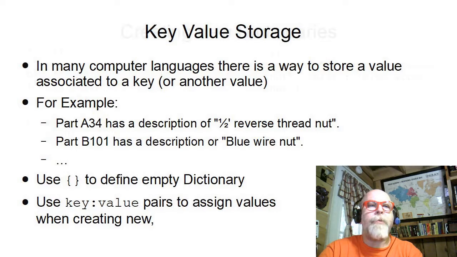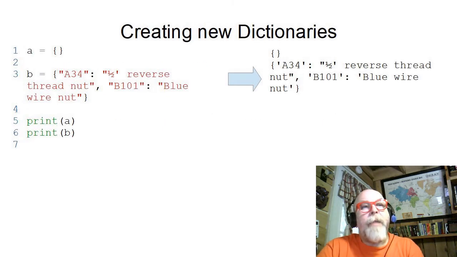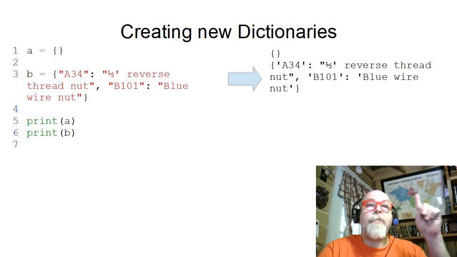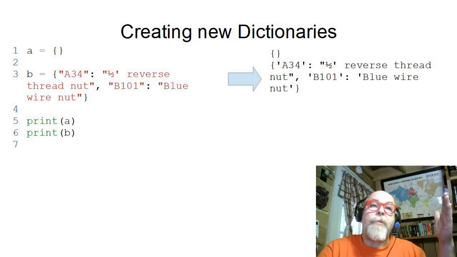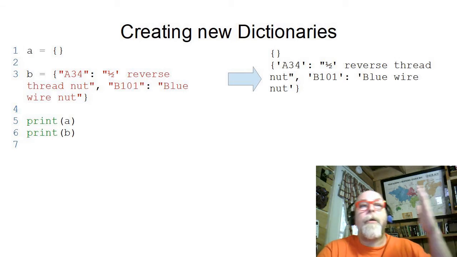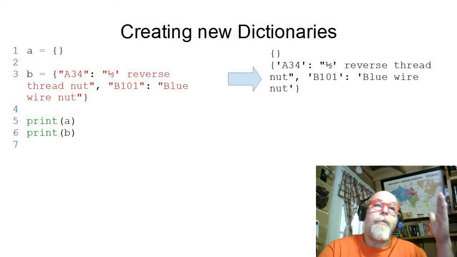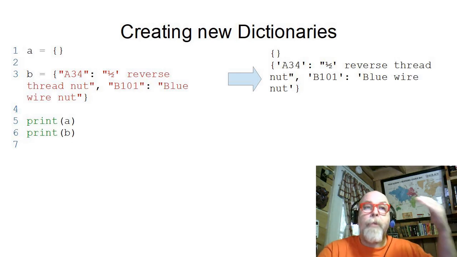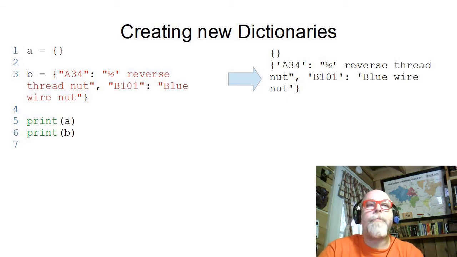Let's look at some examples. Here in this example, I've created two dictionaries, a dictionary called A that's an empty dictionary, and a dictionary called B that contains two parts, part A34 and part B101, with their associated descriptions. The key would be the part ID, the description would be the value. So you can see we can just print the dictionary and it shows it in its curly brace notation.